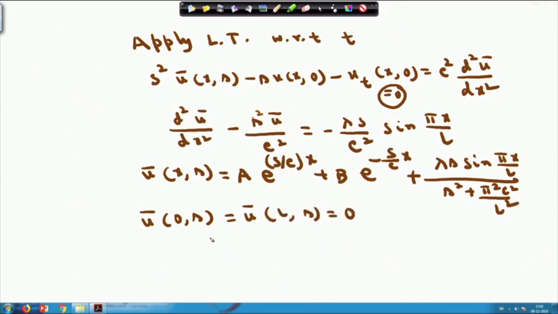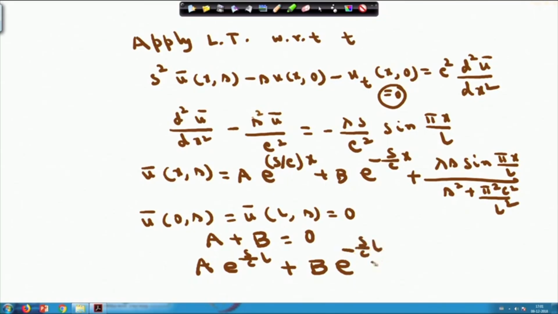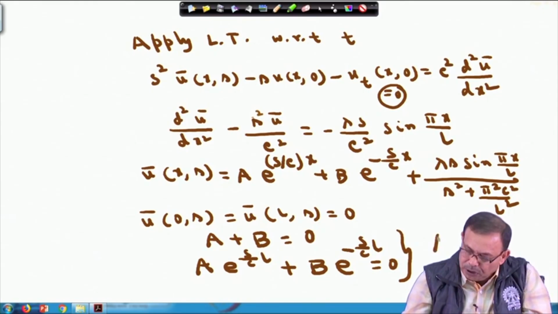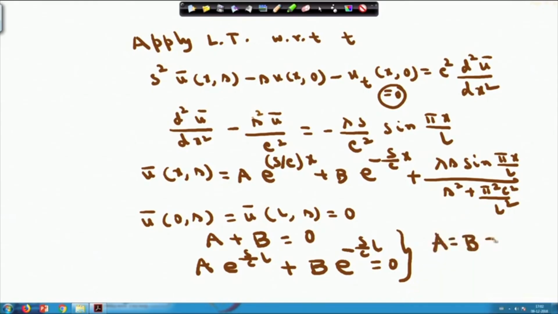So, if I use the boundary conditions, one I will obtain a plus b equals 0, and the other one I will obtain a e^(s/c · L) plus b e^(−s/c · L) equals 0. Like the previous problem, this is a homogeneous equation, which will have the trivial solution only. So you will get a equals b equals 0.